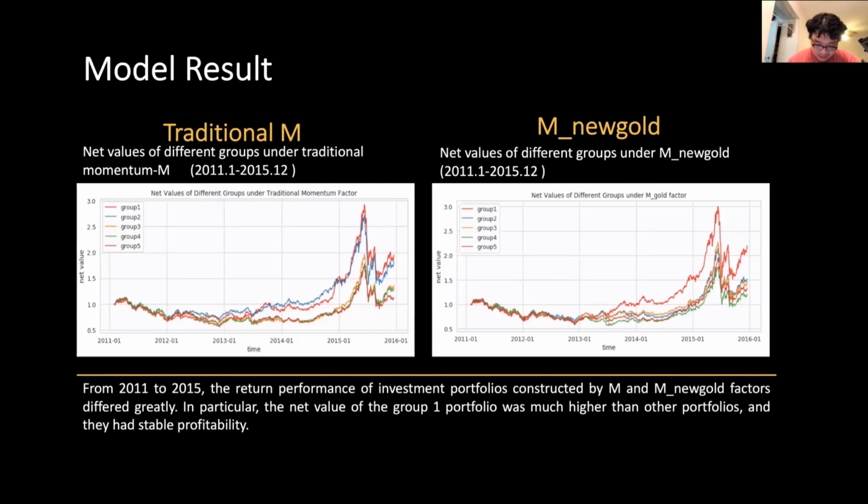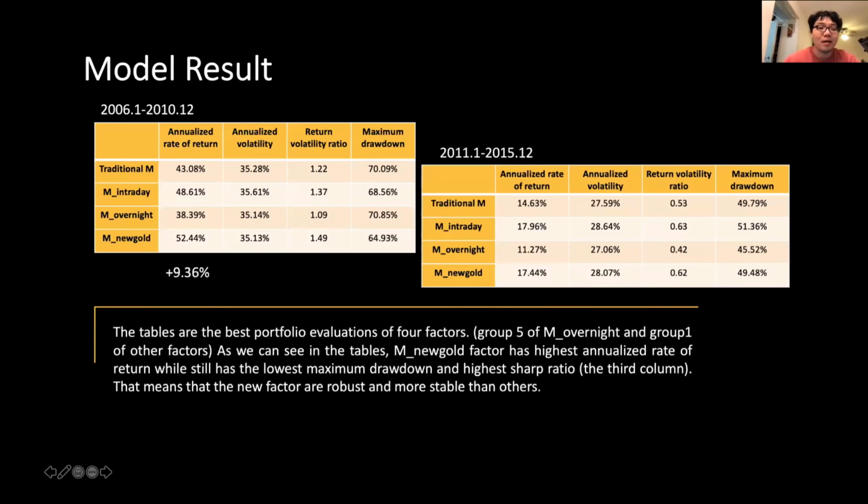As we can see, this new factor became known by more and more people, and the arbitrage opportunity from the traditional momentum factor strategy became much weaker. Here is a numerical test. We can say that from 2006 to 2010, it improved the return by about 9% and lowered the maximum drawdown by about 6%, but it is not significant in 2011 to 2015.